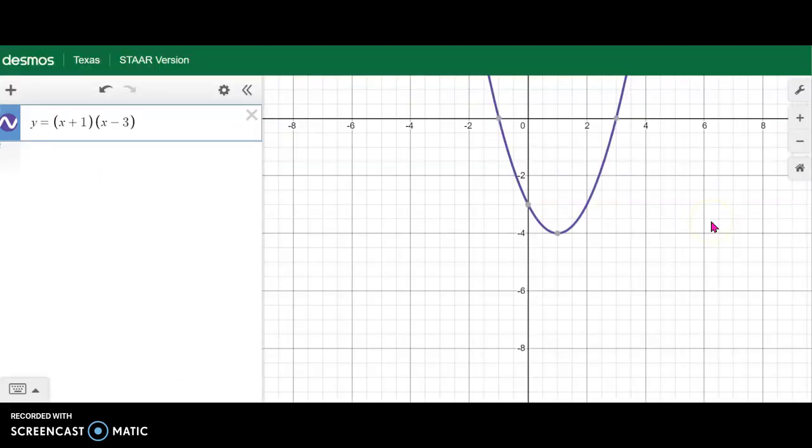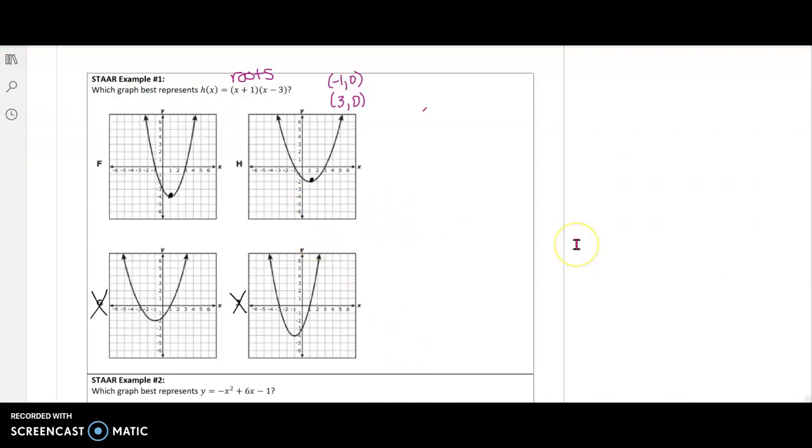So I've gone ahead and graphed it in my Desmos, and this one's pretty easy when you see it in Desmos. Look, the vertex is right here at 1, -4. The x-intercepts are at 3 and -1, and that should help us to identify easily that F is the answer. It might look like H, but remember, look at that vertex, 1, -4. This vertex is at 1, -2. So make sure to look at the vertex to get that answer. Let's go ahead and look at the second one.